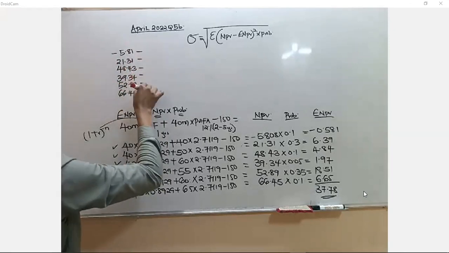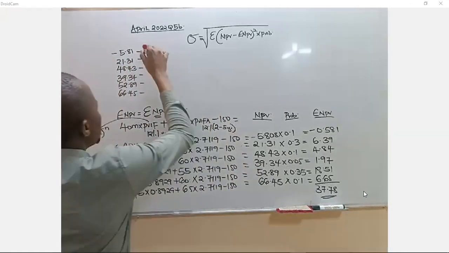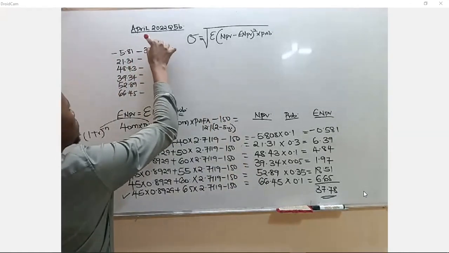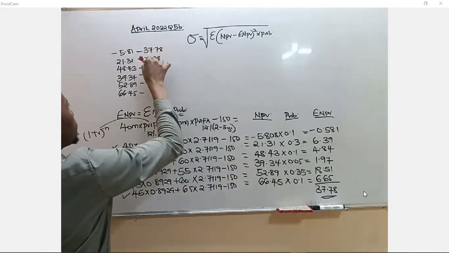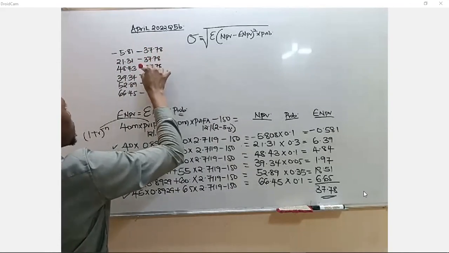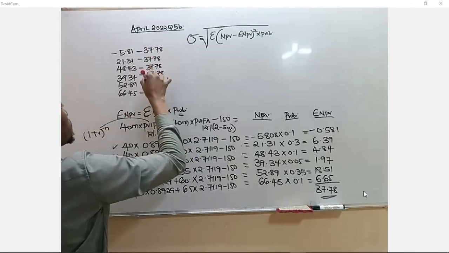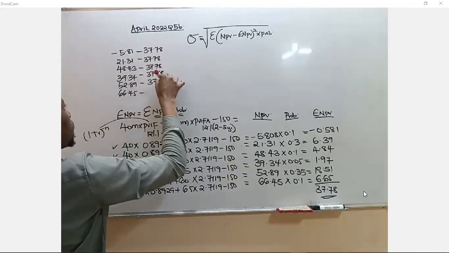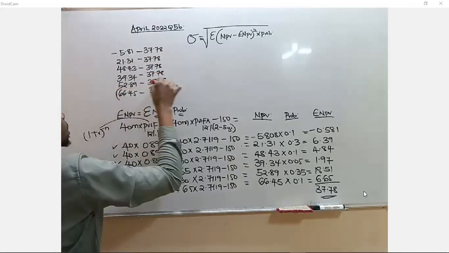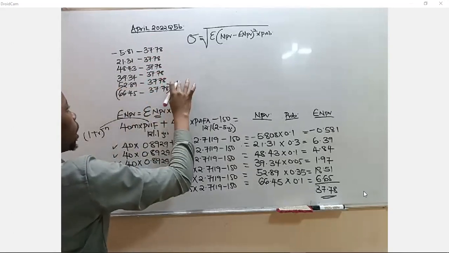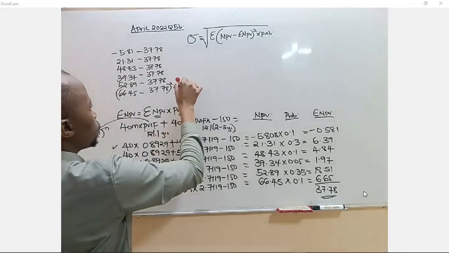We are subtracting what? Our expected NPV, which we got here. That's 37.78. We said squared, multiplied by our probability here, which is 0.1.